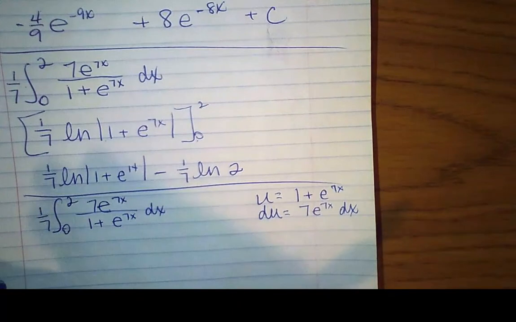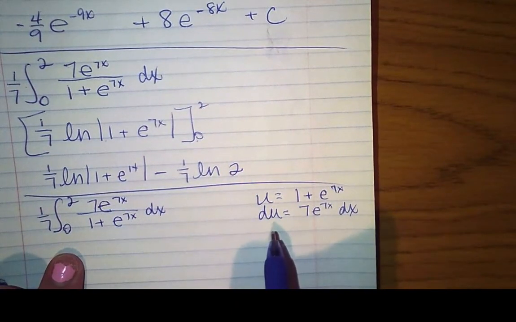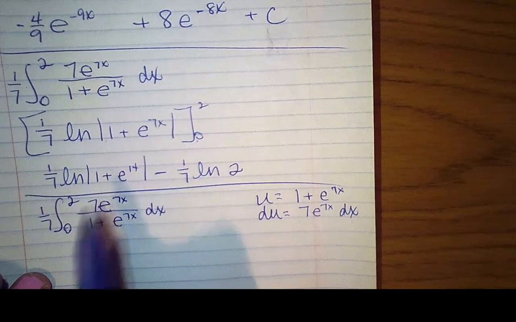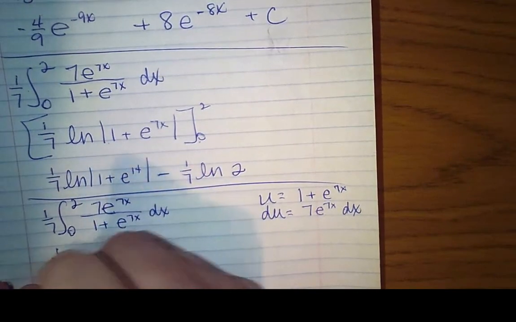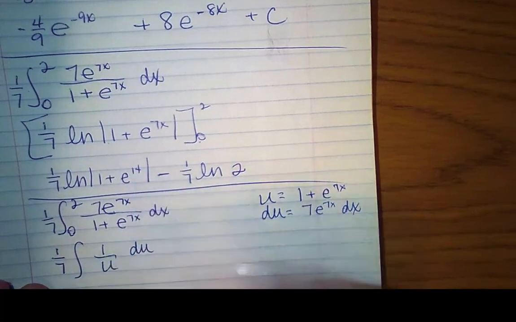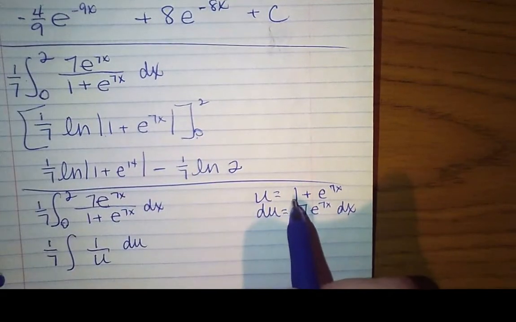But here's what I'm trying to scream at you about. As long as I'm changing this into u's and du's, because I'm fixing to rewrite this as a u, and then this entire numerator will become a du. So I've got a 1/7 times the integral of 1 du over u. So go ahead and change your limits of integration as well. Okay, so what do I get if I shove in a 2?